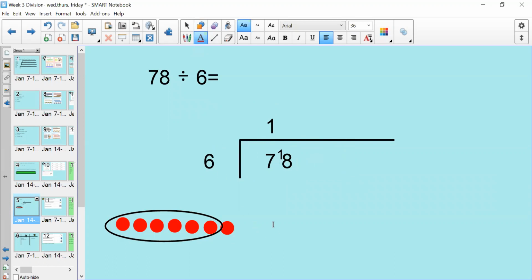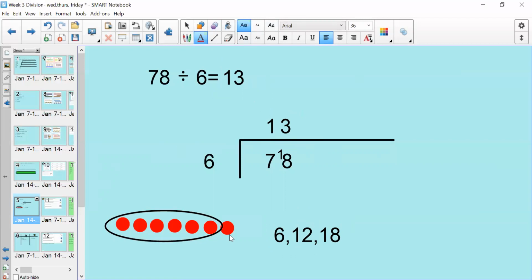So then we can count in multiples of 6, unless we know our 6 times table. So it's 6, 12, 18. That's 3 times. So 6 goes into 18 3 times. Okay, so our final answer is 13. We can put our answer in there. Okay, so that's just reminding you of what we did yesterday.